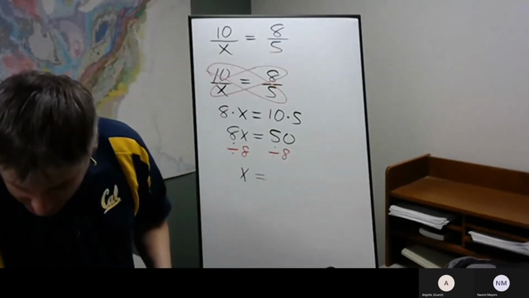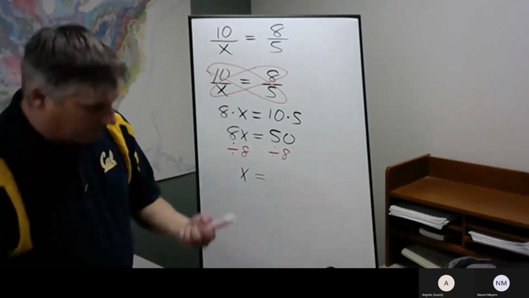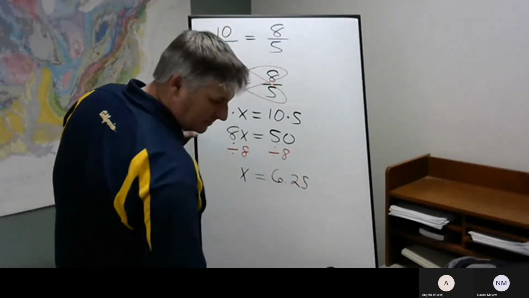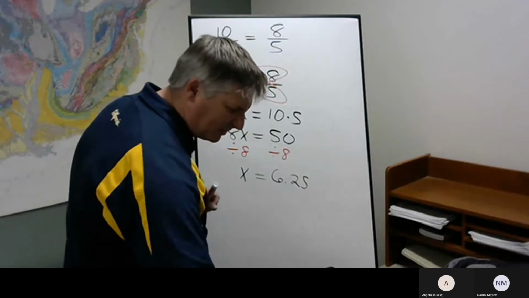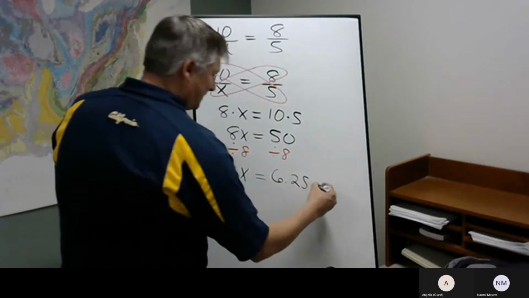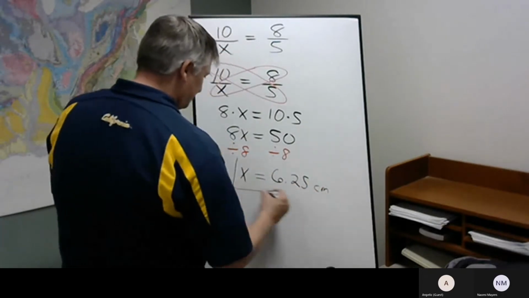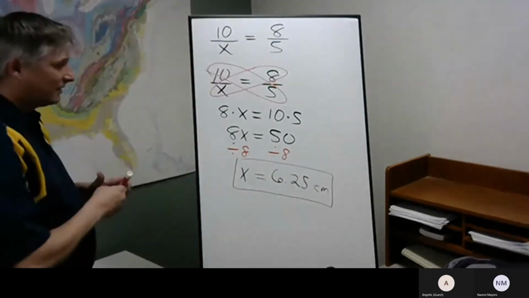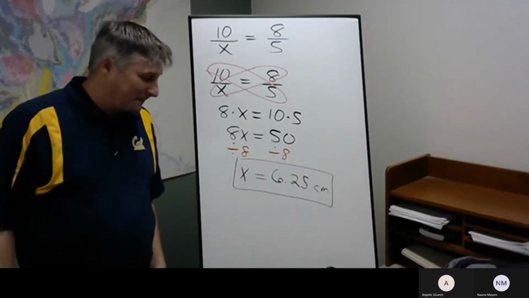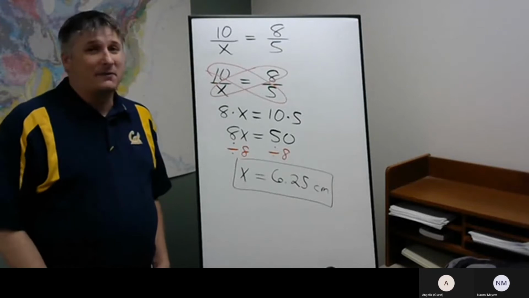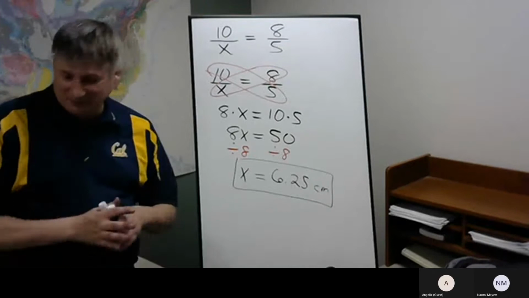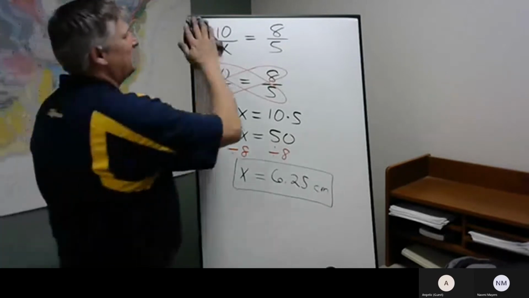Let's see, a good decimal for 50 divided by 8. Oh, perfect. It's already to the hundredths. 6.25. Let me look at our units here. What units did we have? Centimeters. And so that's going to be our answer. Questions about that? So let me do another one.